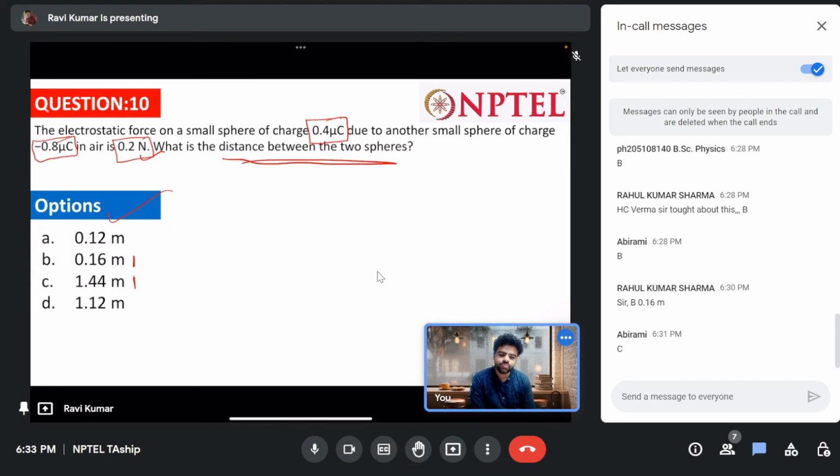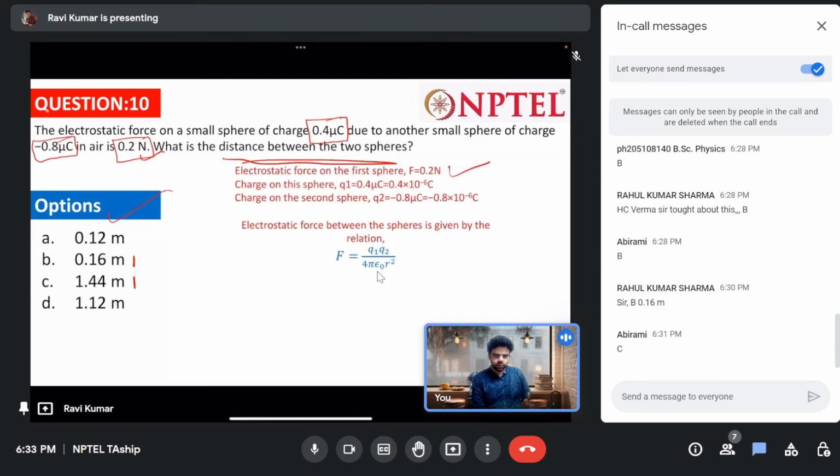I have completed the calculation. Okay, I am giving the formula. The electrostatic force given is 0.2 newton, and these are the forces and this is the formula. You just need to calculate this R. Now just put these values and calculate.